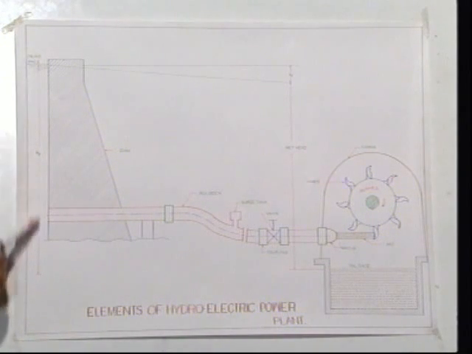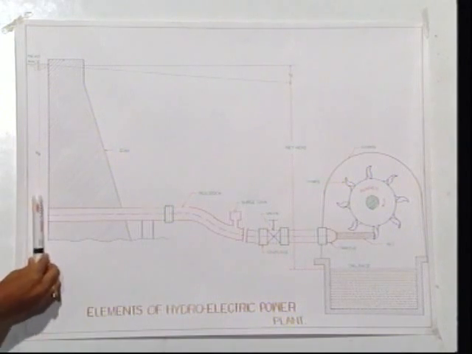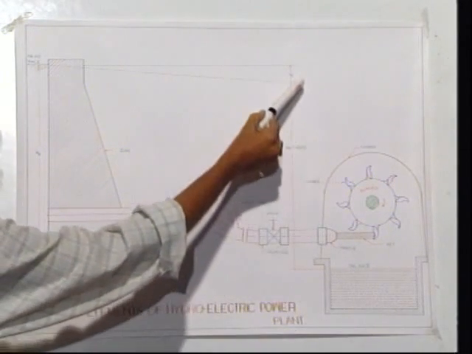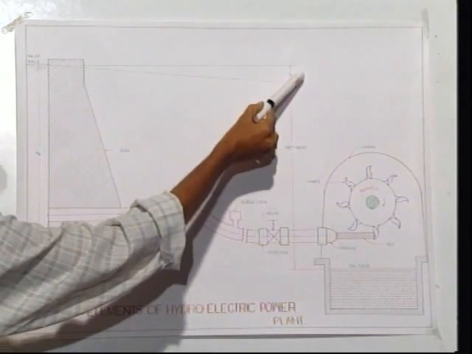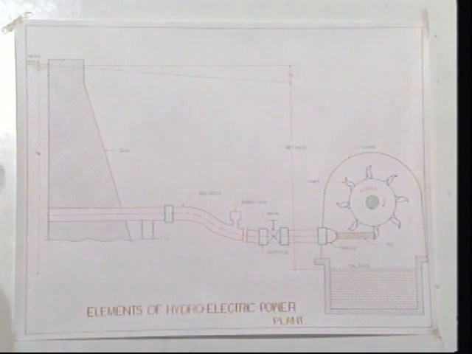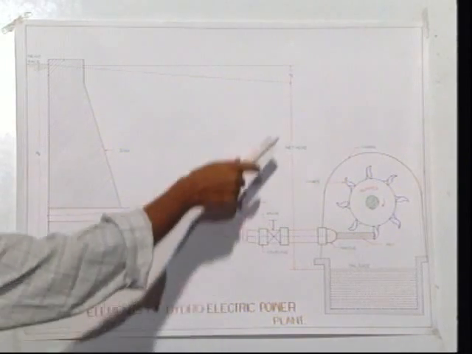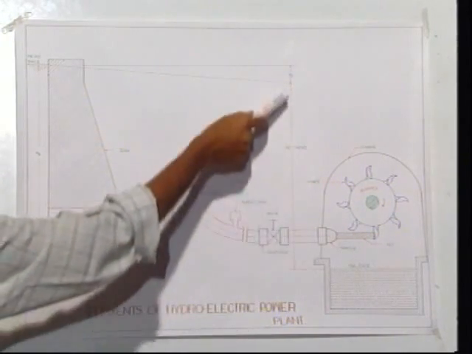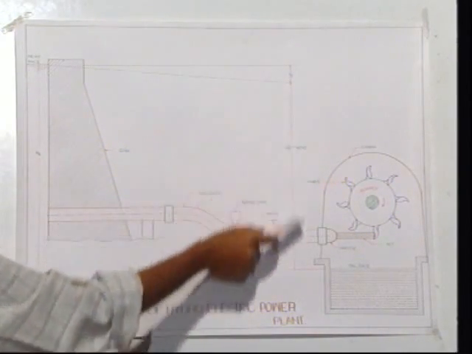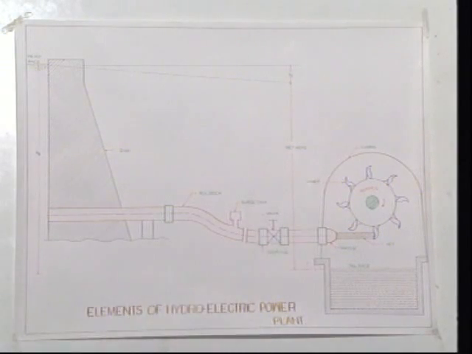Here the head is the gross head that is available. When the water goes from this point to this point, there exists a certain amount of loss of head, which we call hf, which you have already learned in flow through pipes. Here this is the frictional loss, and the net head that is available is given like this. This is the net head which is available to the turbine.